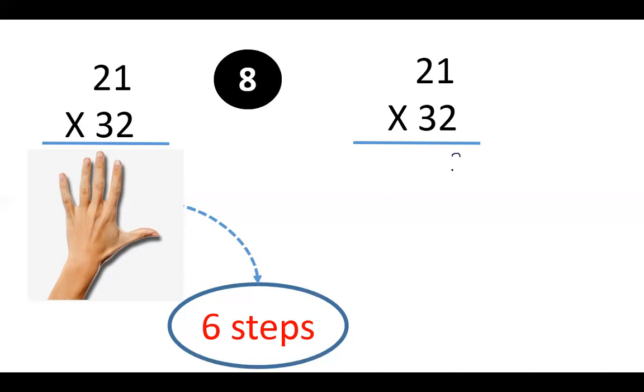Well, first step is 2 into 3, 6, then 4 plus 3, 7. So the answer for me is 672. You can see that I have taken even less than 5 seconds. I will explain how this solution is obtained.